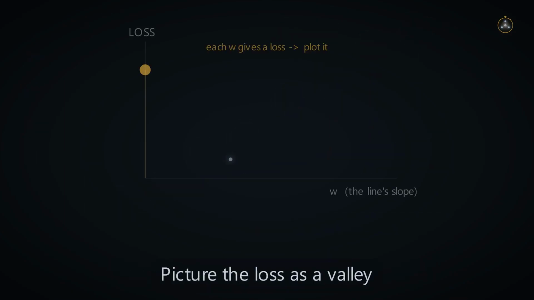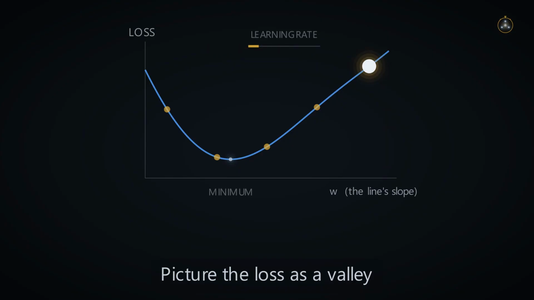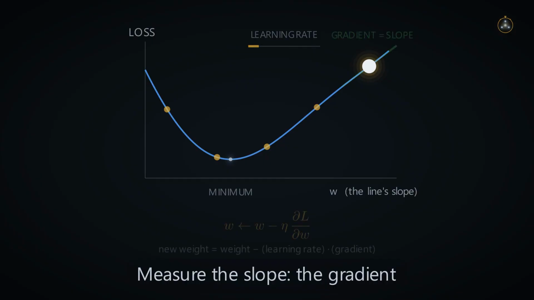But which way do we turn the knobs? There are far too many settings to guess and check. So plot the loss for one knob, W. Too flat scores badly, too steep does too, and one value in between scores lowest. Those scores trace a valley, and our line is this ball, partway up the wall. The ball cannot see the whole valley, only feel the ground tilt underfoot.